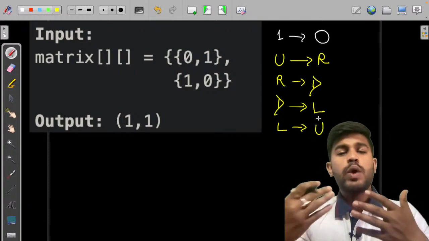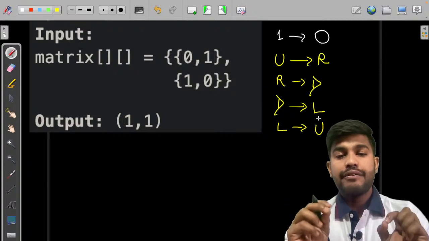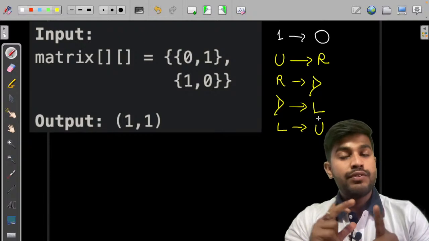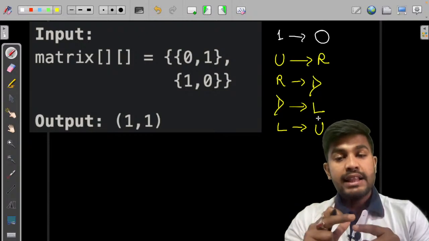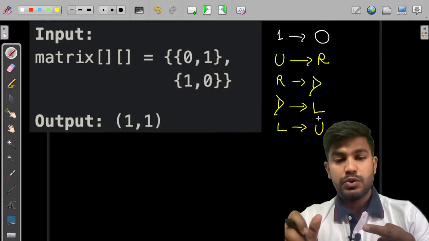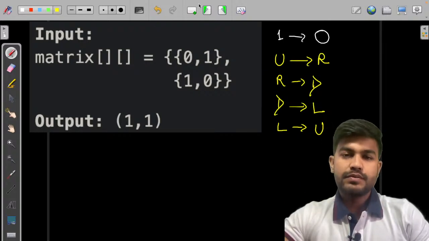So what are the steps we have written? If it is 0, then we need to continue. If it is 1, then we first need to convert it to 0, and then we need to convert u to r, r to d, d to l and l to u. This is what you need to do.